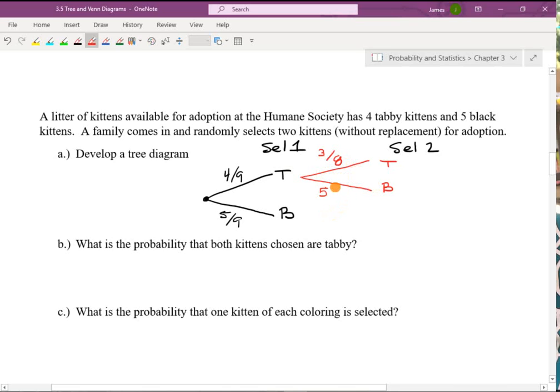Still have 5 cats that are black, right? So out of 8. But if we chose a black one first, can I still choose a tabby second? What would be the probability of choosing a black one? And then what's this probability here of choosing a tabby on the second one, given that I've already chosen a black one? 4 out of 8. And then does that make choosing a black one on the second choice also 4 out of 8? That kind of makes sense to everybody?